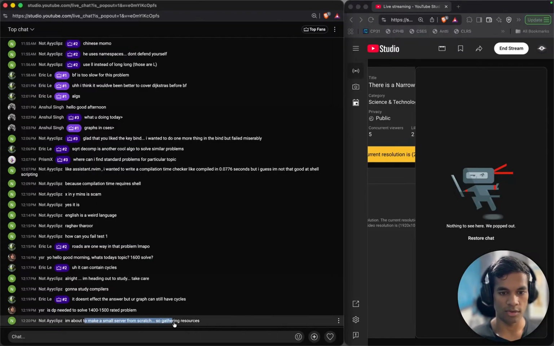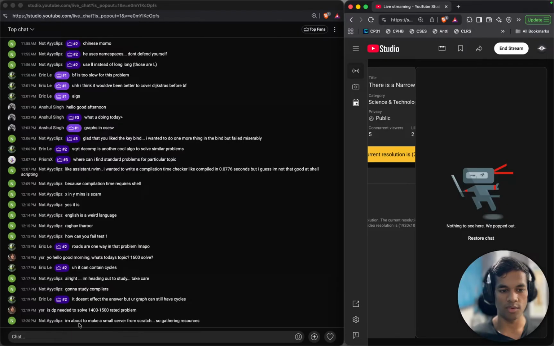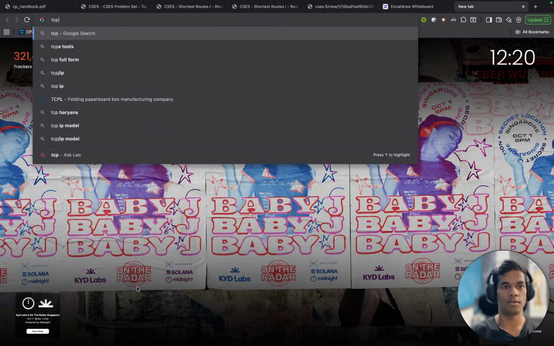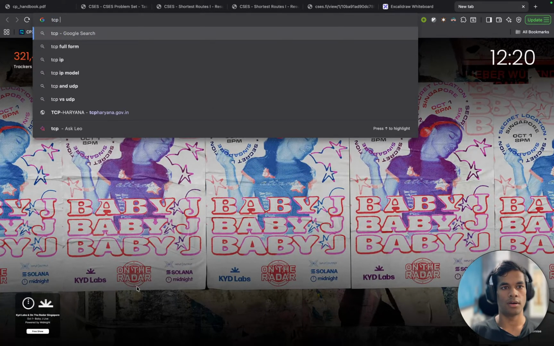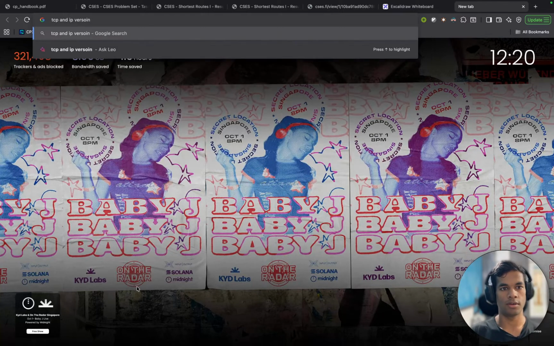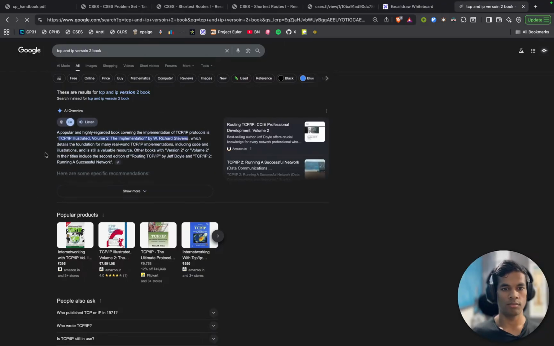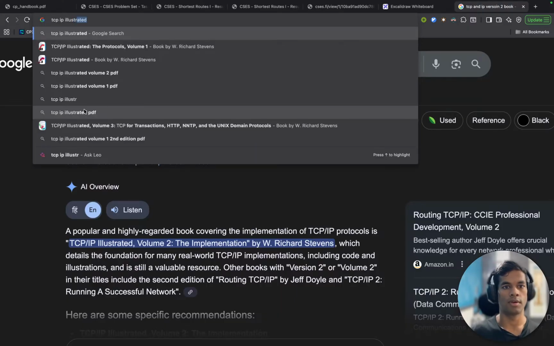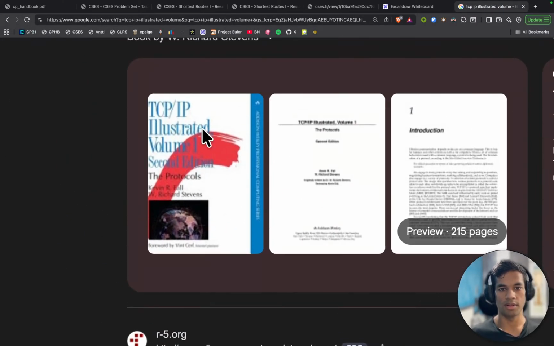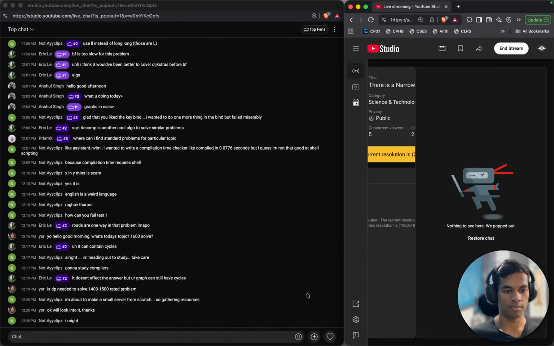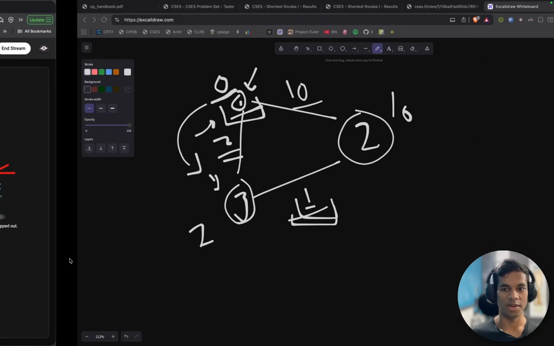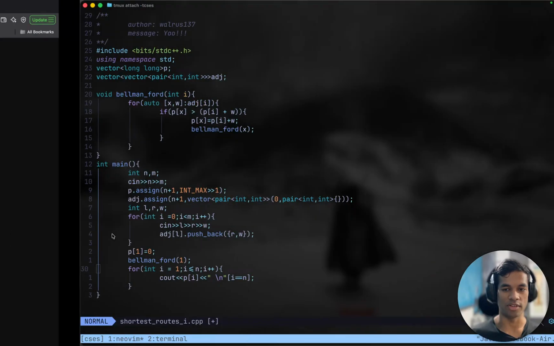Make a small server from scratch for gathering resources. Okay, so where will you host it? But you are dealing with TCP connections and everything. There is a nice book about TCP/IP Illustrated, Volume 2, edition 2. I just really want to read this book. This is an amazing book. Yes, that is a pretty nice book. No, I removed the PDF part.